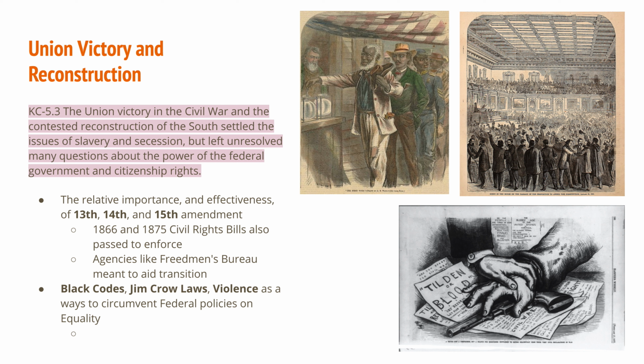Congress went a step further and passed the 1866 and 1875 Civil Rights Bills to try and enforce these new rights of citizenship. They created agencies like the Freedmen's Bureau to aid the transition from enslavement into freedom. But black codes, Jim Crow laws, and violence were ways that the South was using to circumvent those federal policies on equality.